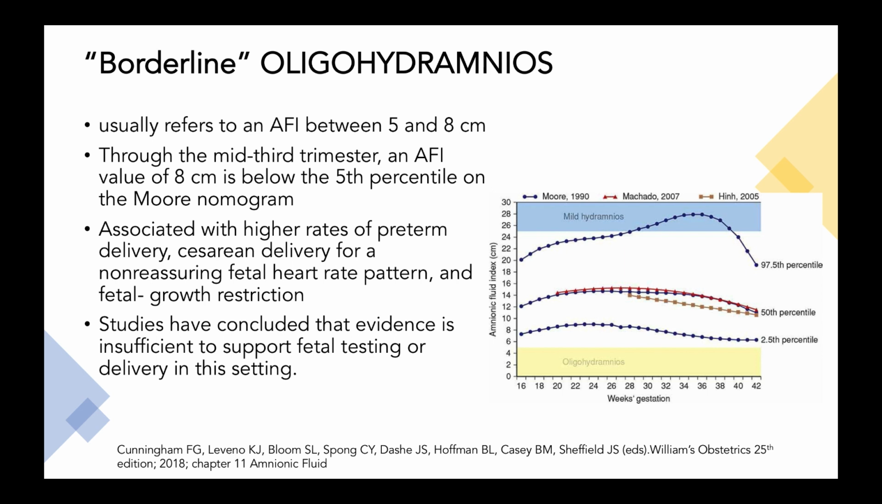Now, what is borderline oligohydramnios? This is when the AFI falls between 5 and 8 centimeters. Now, through the mid-third trimester, an AFI value of 8 centimeters is below the 5th percentile on the Moore nomogram. This is associated with higher rates of preterm delivery, cesarean delivery for a non-reassuring fetal heart rate pattern, and fetal growth restriction. However, studies have concluded that evidence is insufficient to support fetal testing or delivery in this setting.